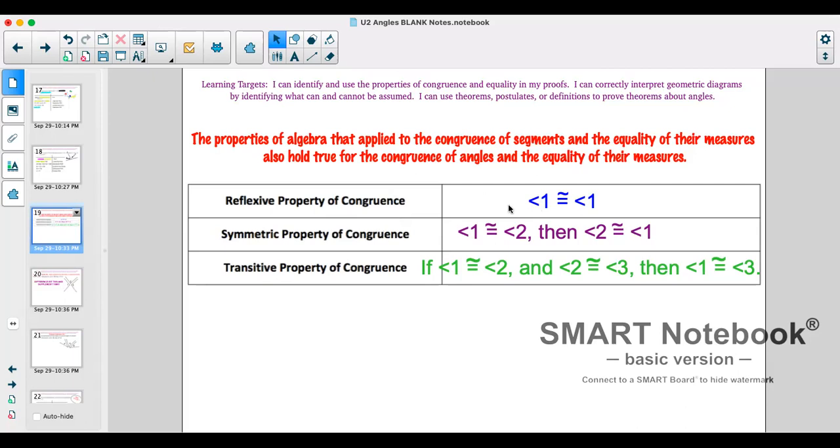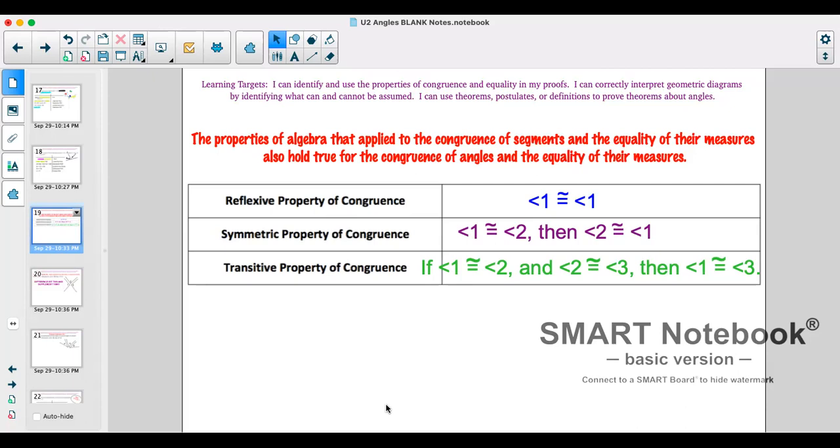That is when we would have the measure of angle 1 equals the measure of angle 1. Or for the symmetric property, if the measure of angle 1 equals the measure of angle 2, then I can swap the order: the measure of angle 2 equals the measure of angle 1. You should have seen the properties of equality at the beginning of your unit or the beginning of your course in geometry, but if not, here you go.